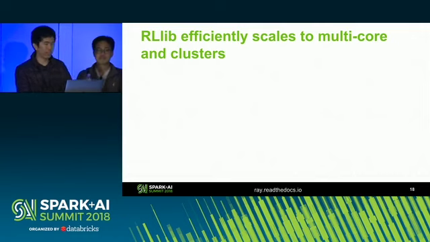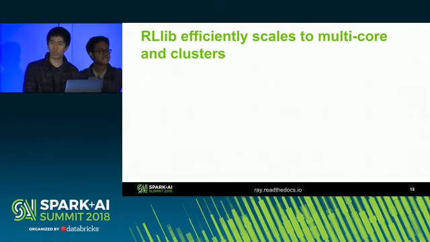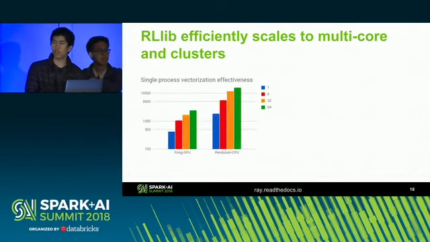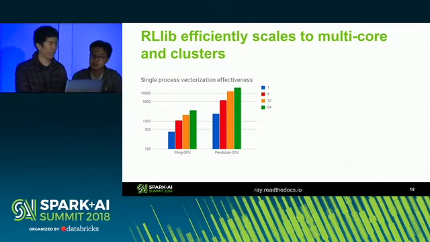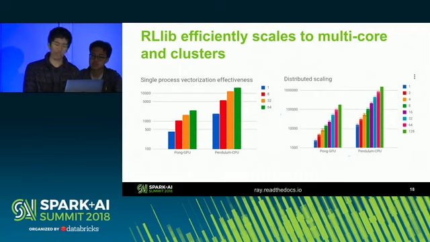So RLlib scales efficiently to multi-core nodes and also to clusters. Within a single node, we leverage optimizations such as vectorization to batch policy evaluations on GPUs and also on CPUs. You can see here, increasing the batch size substantially increases single core throughput in both the GPU and CPU benchmark. RLlib also seamlessly scales to a cluster. Here we're showing the policy evaluation backbone of RLlib scaling nearly linearly from 1 to 128 cores.